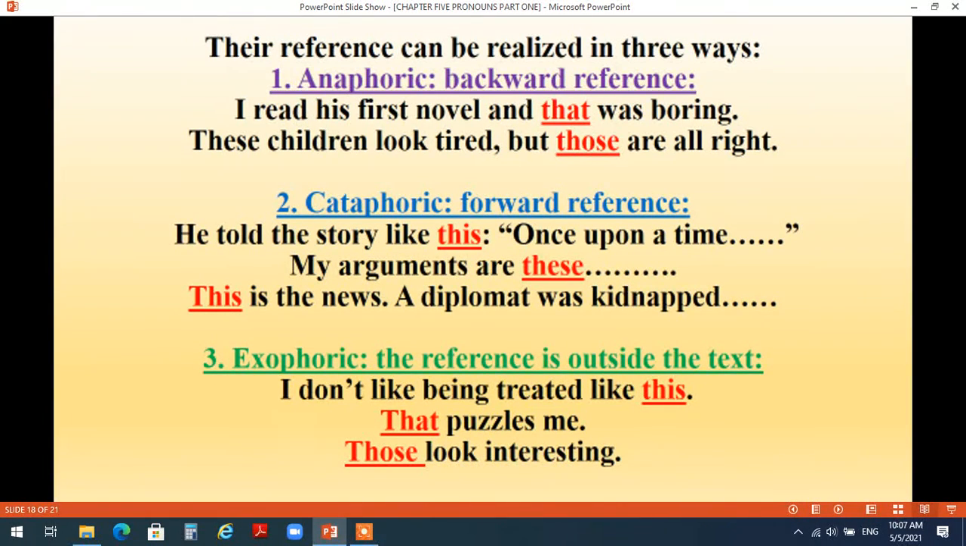This is called exophoric reference. Or when you say that puzzles me. So we have used the demonstrative pronoun that and we didn't mention what that refers to. Or when you say those look interesting. Also, we have used the demonstrative pronoun those alone without referring to what are these things which look interesting. ما ذكرنا شنو هي الأشياء which we consider interesting. So this is called an exophoric reference when you don't have any reference inside the text or inside the sentence. This is called exophoric خارج النص أو خارج السياق.